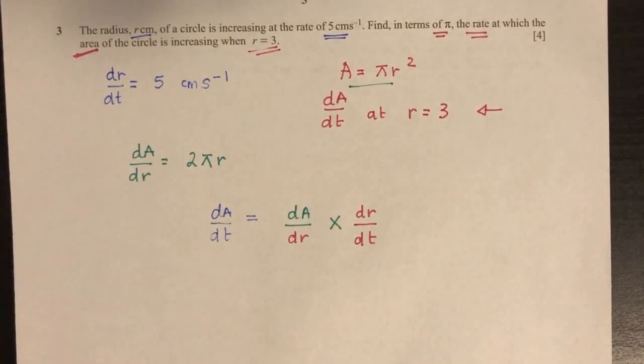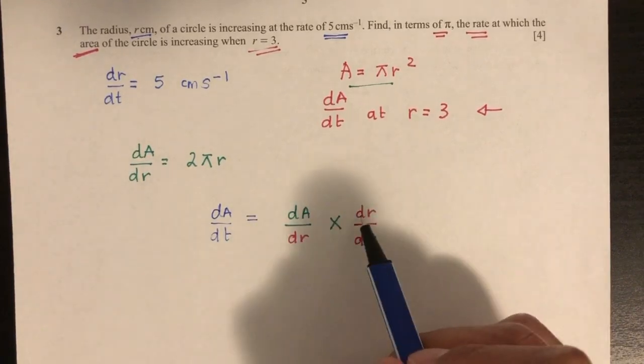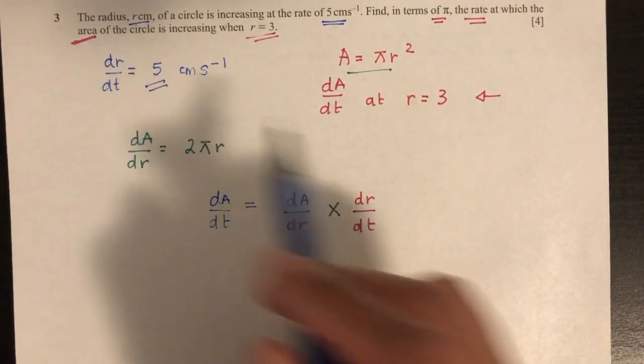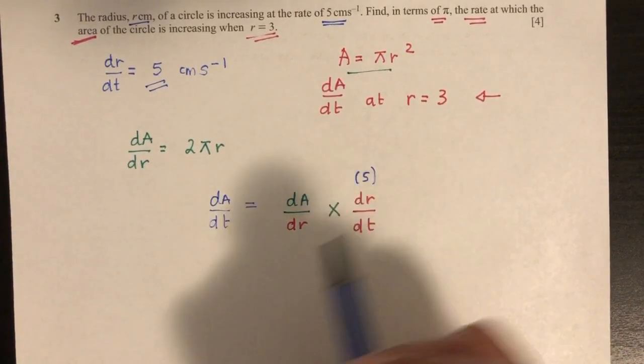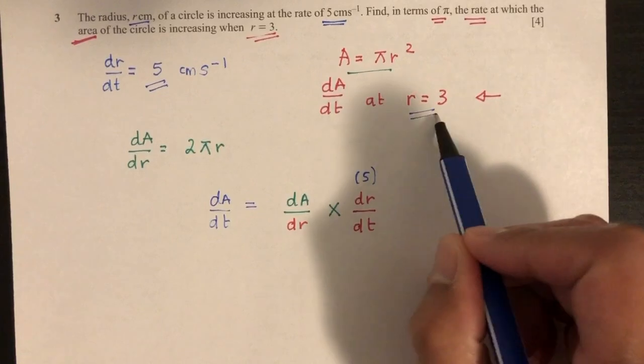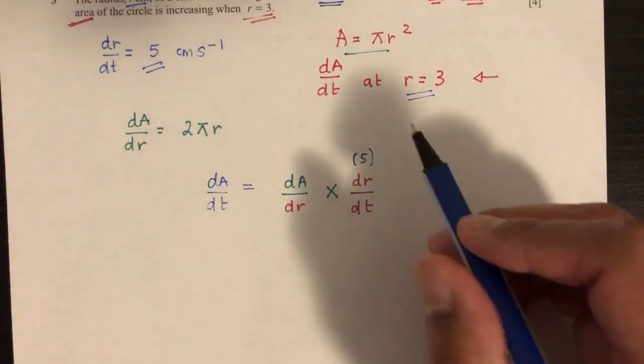So basically, if I want to find dA by dt, I have to find dA by dr and dr by dt. So dr by dt is given to us as 5. That is easy, 5. And we have to find dA by dr at r equal to 3. So let's find the value of dA by dr at r equal to 3.